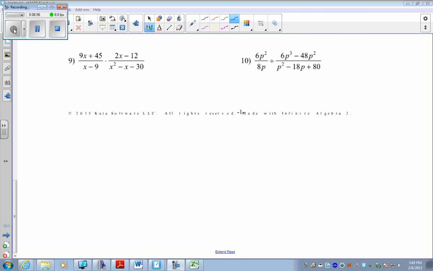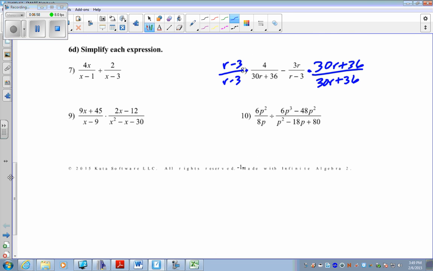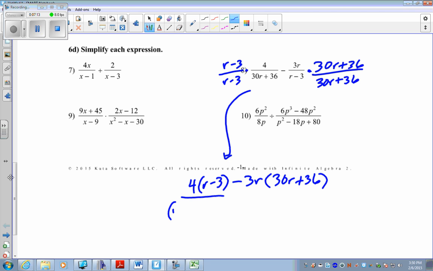So breaking this down, we have 4 times r minus 3 minus 3 times 30r plus 36, all over r minus 3, 30r plus 36. Same denominator. You guys skip this step, go straight to the next step. Multiply this in.